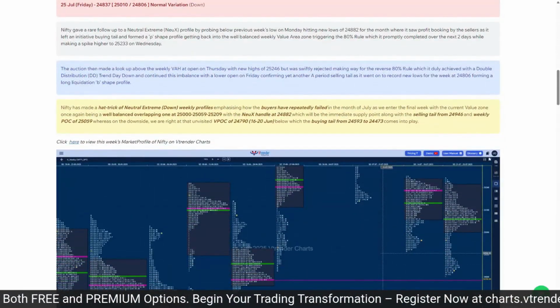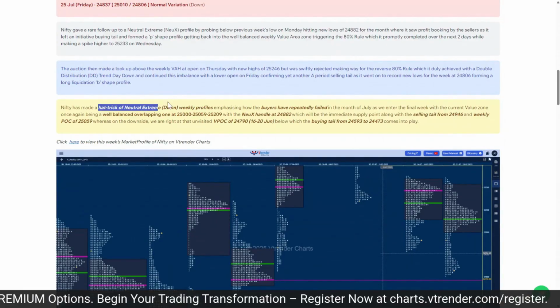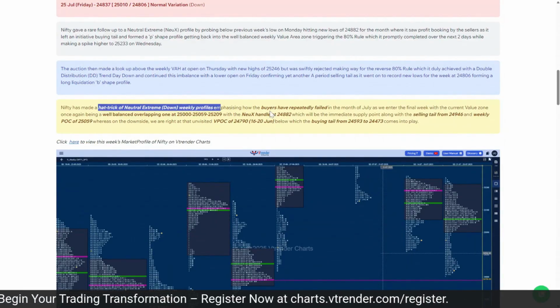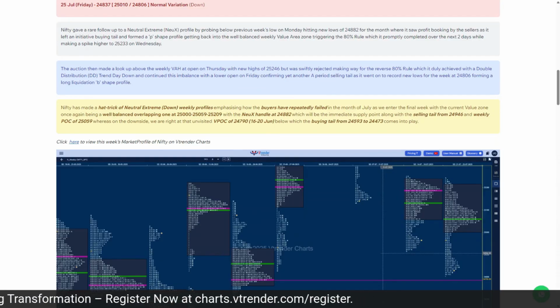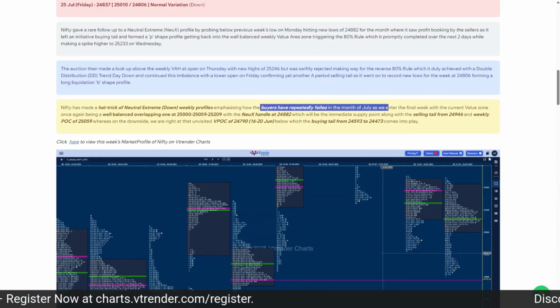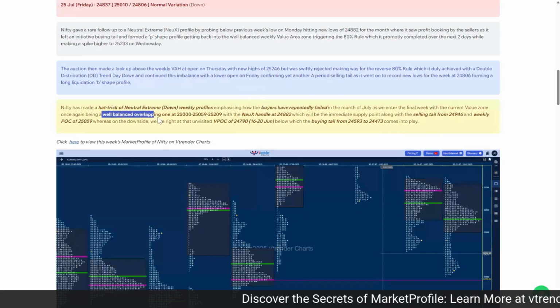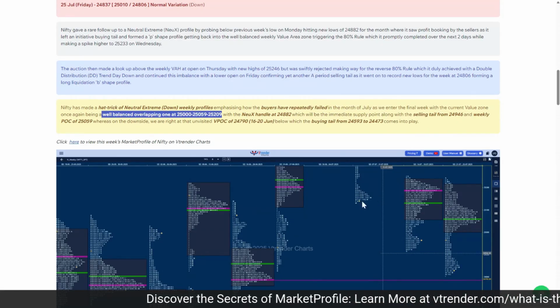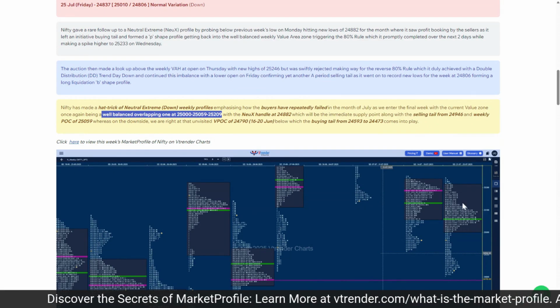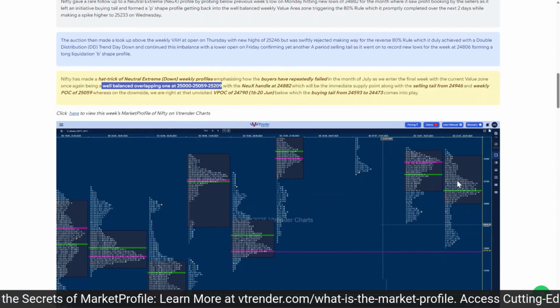So this was the weekly wrap up. It has made a hat trick of neutral extreme down weekly profiles, emphasizing how the buyers have repeatedly failed in the month of July as we enter the final week, with the current value zone being a well balanced one. So we still have a well balanced value area because we have been overlapping. The value area, if you see the weekly chart, has been completely overlapping.